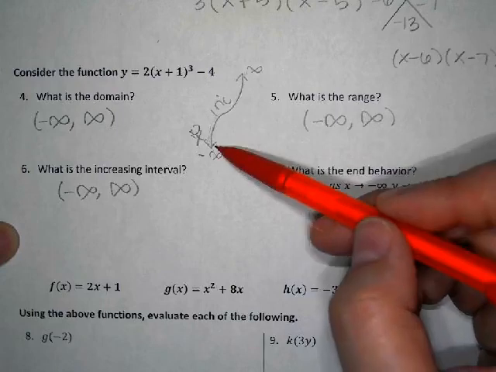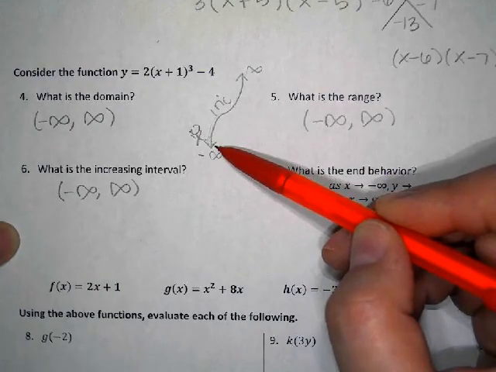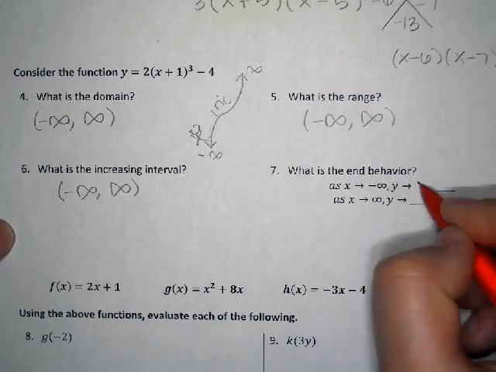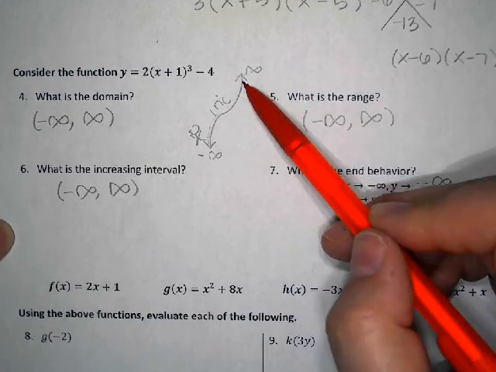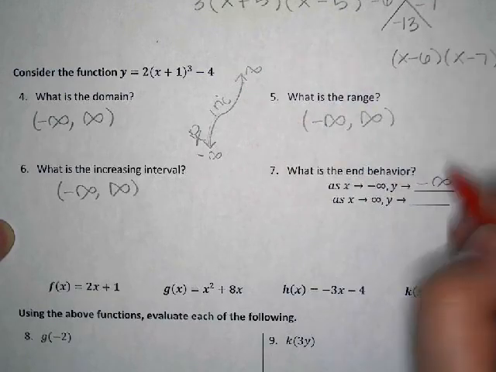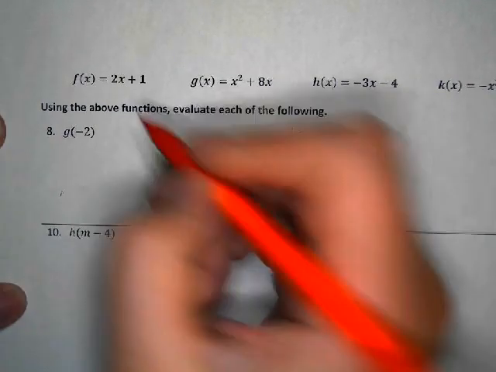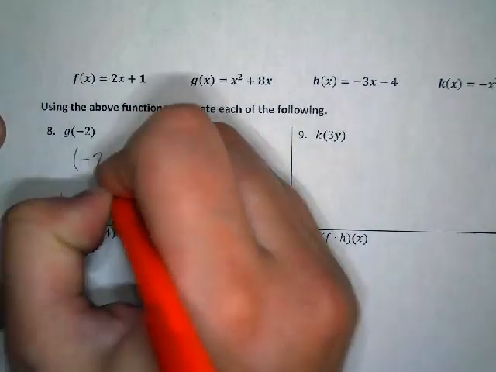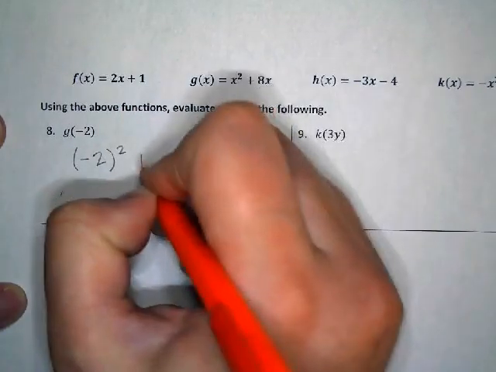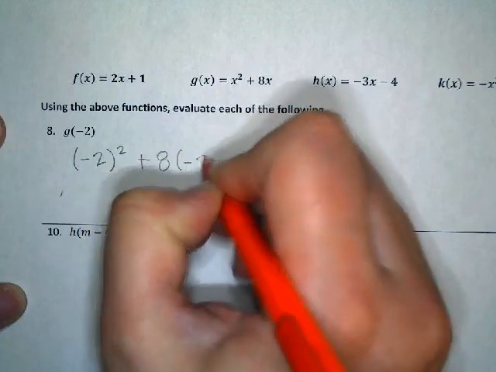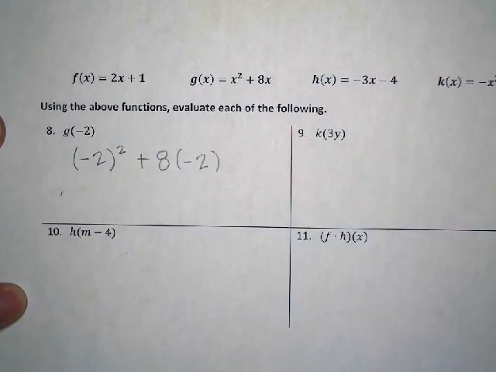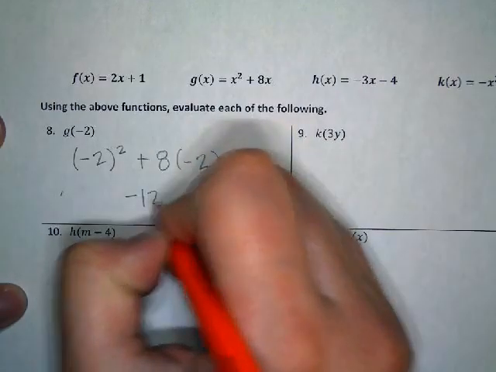The left arrow points up or down? Down. The right arrow points up. Okay. All right, for G, we're going to plug in negative 2. So we've got negative 2 squared plus 8 times negative 2. What do we get? Negative 12. Good.